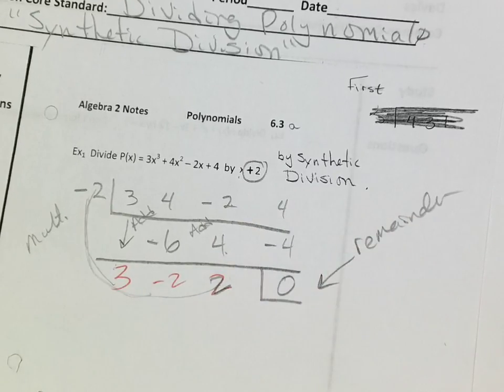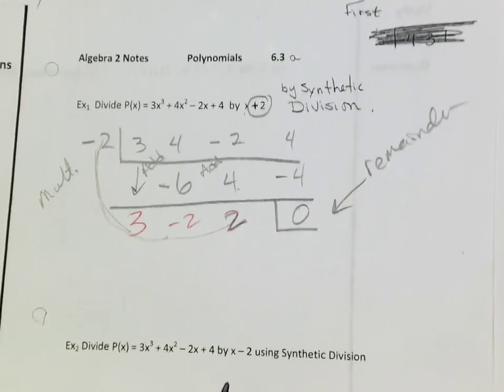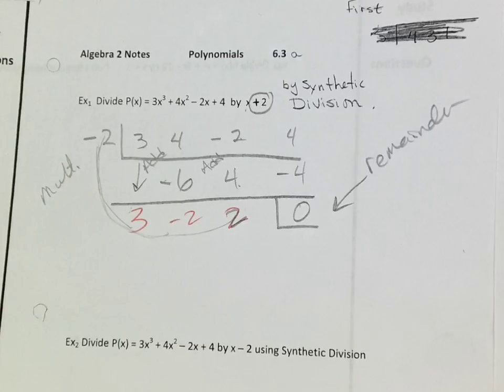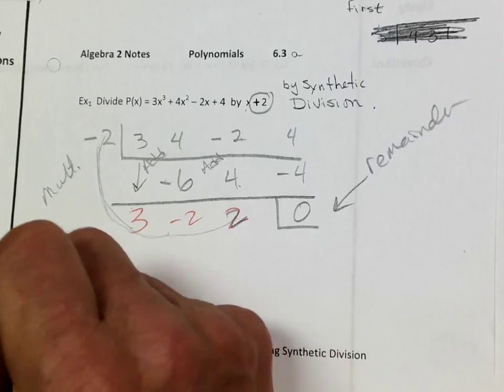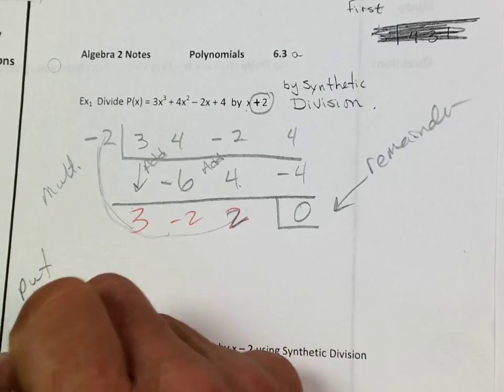I like 0 because it tells me I have a factor. The remainder theorem tells me if I get a remainder of 0, then this is a true factor. But that's not the answer, because the answer has to have x's. So let's put the x's back in.